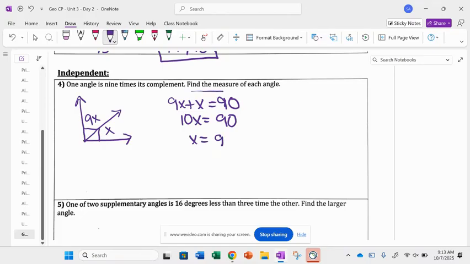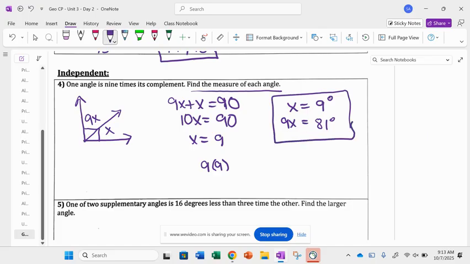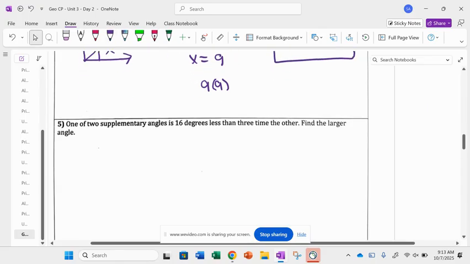But be careful, it says find the measure of each angle. So x is 9 degrees, but 9x is going to be 9 times 9, which is 81 degrees. So you needed both answers here. Don't forget to see what they're asking for.